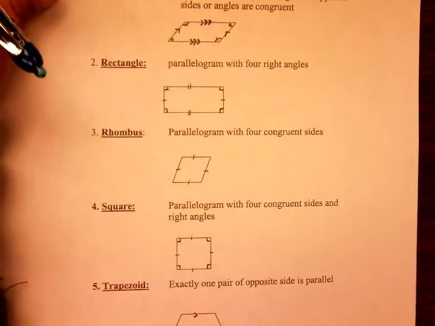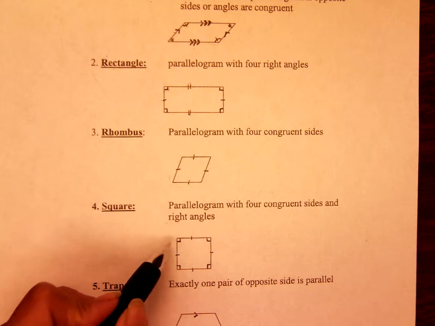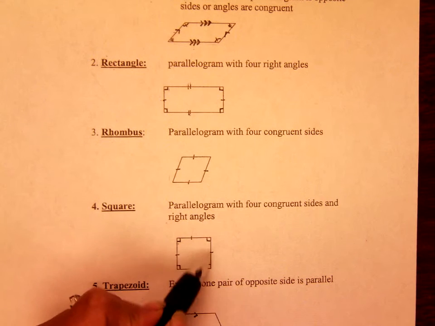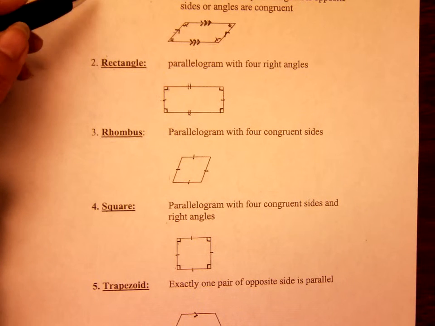A square is a parallelogram with four congruent sides and right angles. So a square has equal sides and right angles. So a square is a rhombus, it's a rectangle, and it's a parallelogram.